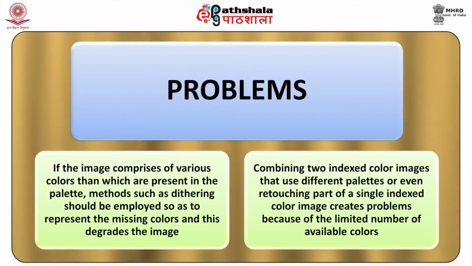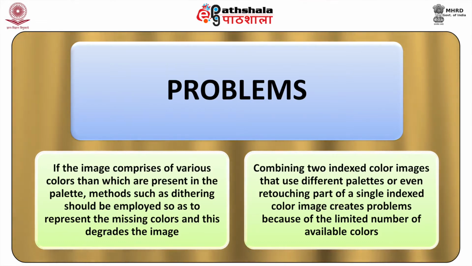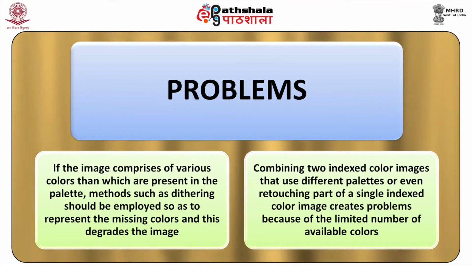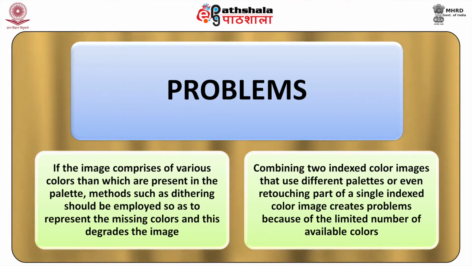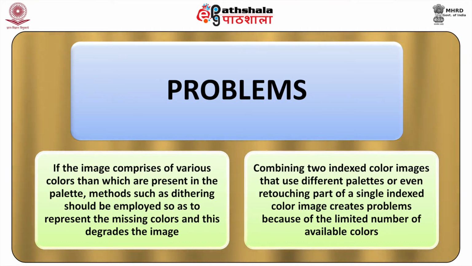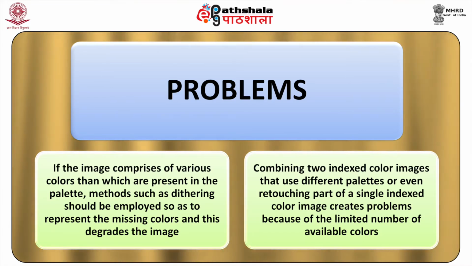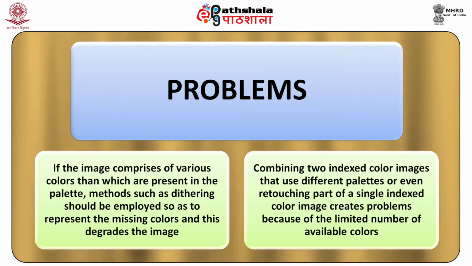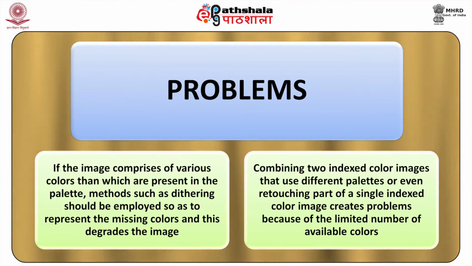There are several problems with using indexed color to represent photographic images. First, if the image comprises various colors other than those present in the palette, methods such as dithering should be employed so as to represent the missing colors, and this degrades the image. Second, combining 2 indexed color images that use different palettes, or even retouching part of a single indexed color image creates problems because of the limited number of available colors.